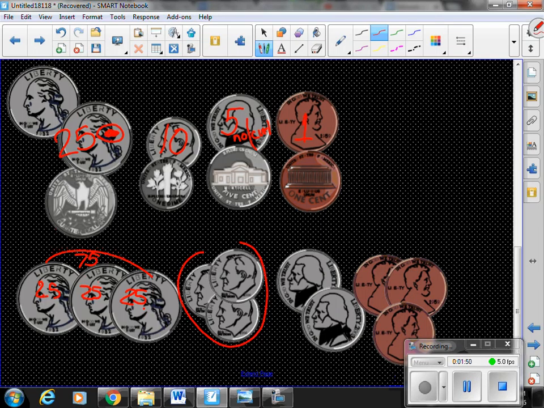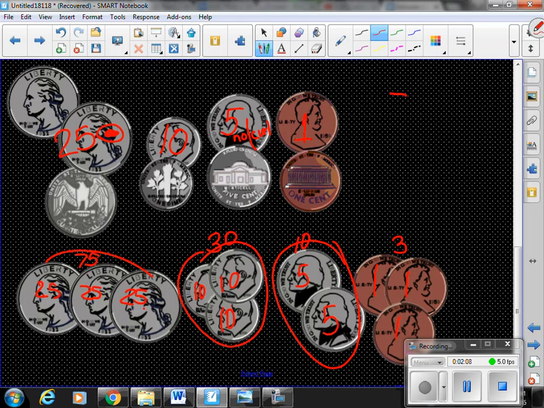In dimes, I have a total of 3 dimes. Each is worth 10. 3 is worth 30. In my nickels, I have 2. Each is worth 5, so that's a total of 10. And then in my pennies, I have 1, 1, and 1, which is a total of 3.